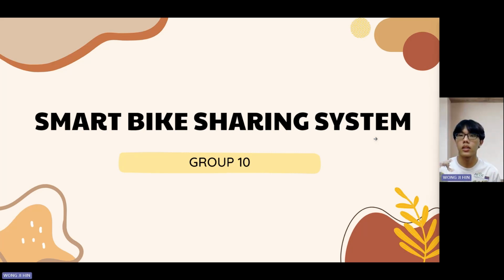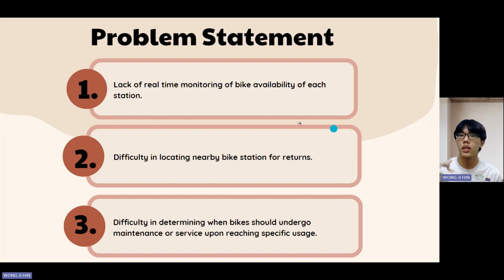Our project title is Smart Bike Sharing System, and let me introduce our problem statement. The first problem is the lack of real-time monitoring of bike availability at each station. The second is difficulty in locating a nearby bike station for return. In the end, the user needs to find the bike station on their own, which is time-consuming and inefficient.